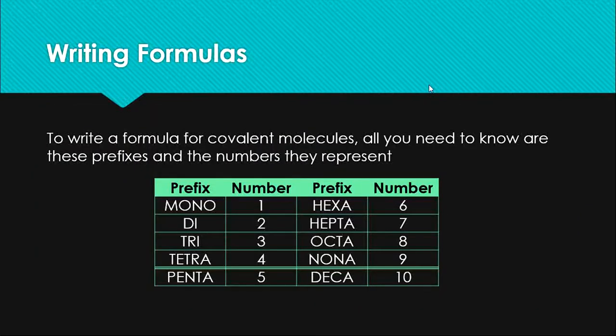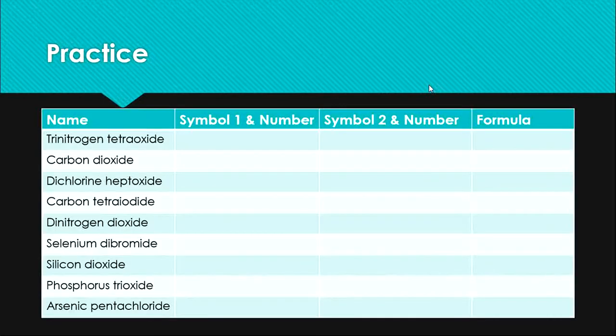Now let's learn how to write formulas for covalent molecules. To write a formula for covalent molecules, again, all you need to know are the prefixes and the numbers that they represent. So let's take a look at our first example, trinitrogen tetraoxide. Now I split this up into 3 steps. Eventually you'll get to a point where you don't need all these steps. You'll be able to go from name straight to formula. So even while you're doing the practice problems, you can actually eliminate the middle 2 boxes once you're comfortable.